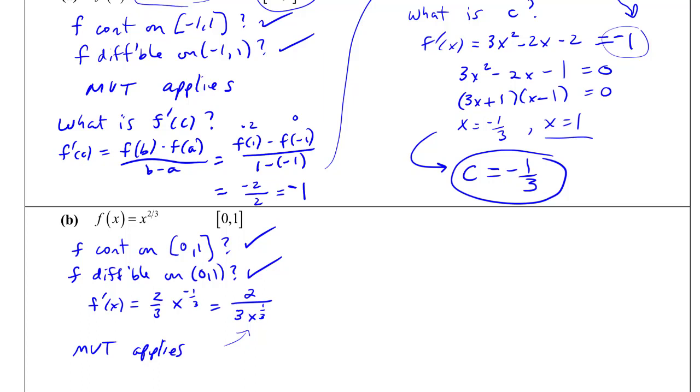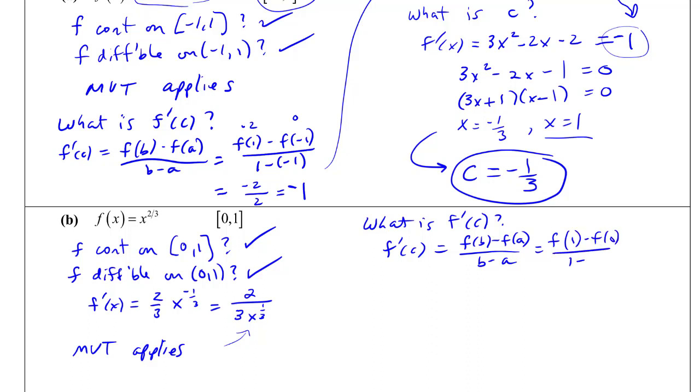Okay, so what is f prime of c? What's the guaranteed value? I can just do f of b minus f of a over b minus a, or in other words, f of 1 minus f of 0 over 1 minus 0. f of 1 is just going to be 1 if I go back to my original function, and f of 0 is 0 over 1, so I do get 1 as my guaranteed value.